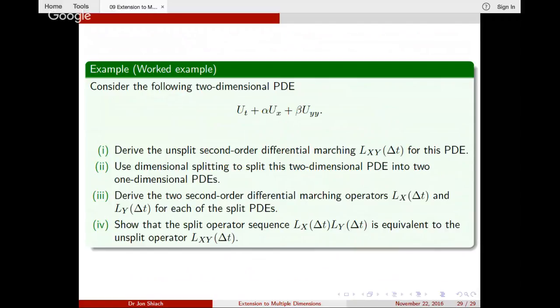Okay, so I've got this two-dimensional PDE. I've got a single x derivative in the x direction, and a double y derivative in the y direction. So step one, derive the unsplit second order Lax-Wendroff operator. The first thing I'm going to do is rewrite the equation using those derivative operators.